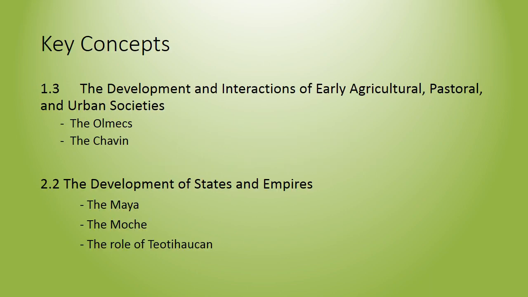We're going to be covering key concept 1.3 and 2.2. 1.3 includes the development and interactions of early agricultural, pastoral, and urban societies. And so we're going to be looking for the differences between the early civilizations of the Eastern Hemisphere, so Mesopotamia, the Indus River Valley, and the Nile. What are the differences between those early civilizations and those that form in the Americas?